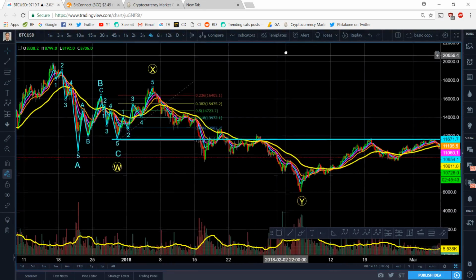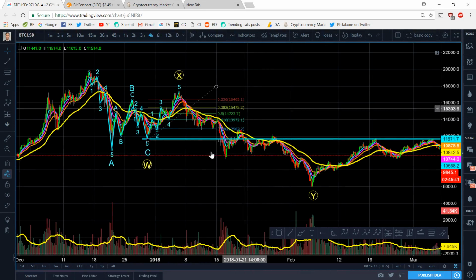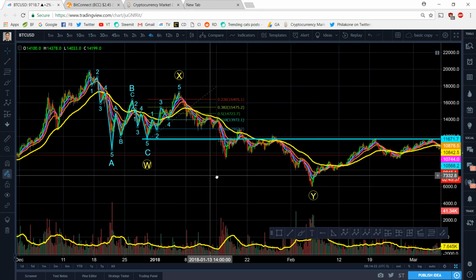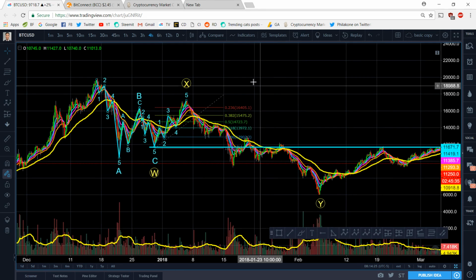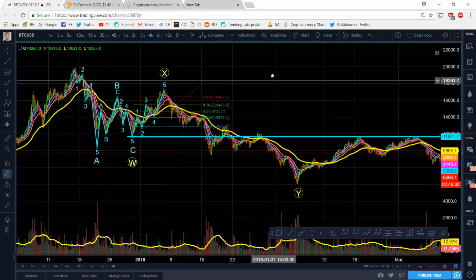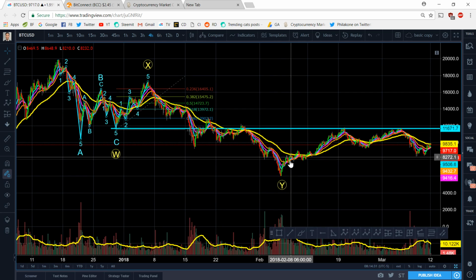And I know Sam counts his a different way. Sam counts his A, B, and C like that. But sometimes Elliott wave technicians will disagree on a count, but we do agree on the majority of the things, such as this is where the actual end is right here.